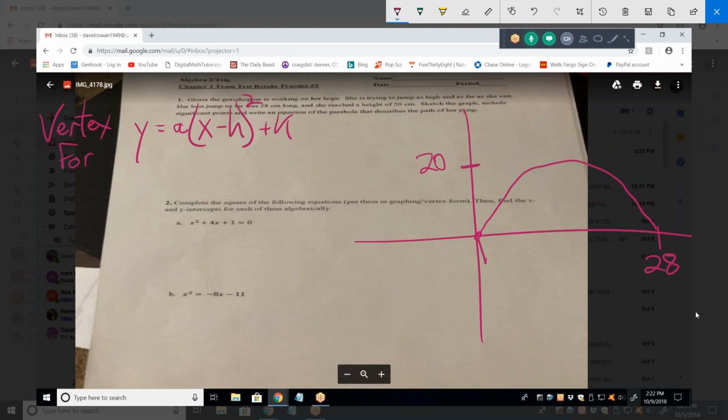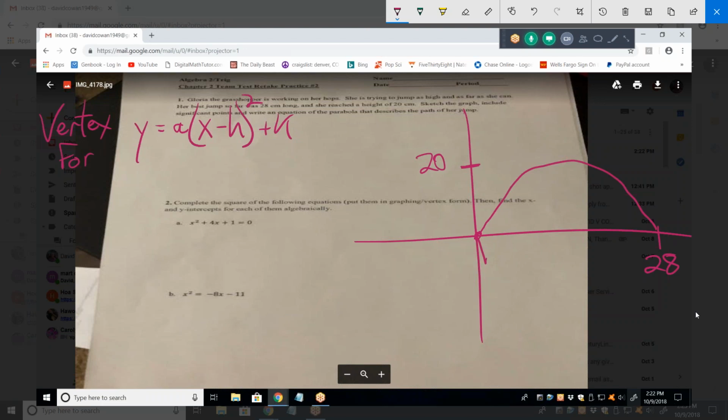Now, why did I draw the parabola like that? It's because I wanted the origin of my axis to be at one of the key points. And so I made it her starting point, the grasshopper's starting point. I could have just as easily made the vertex at the origin, but this works just as well. Okay?